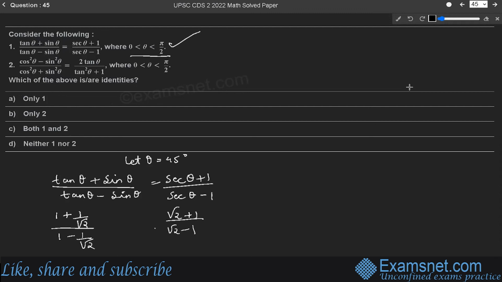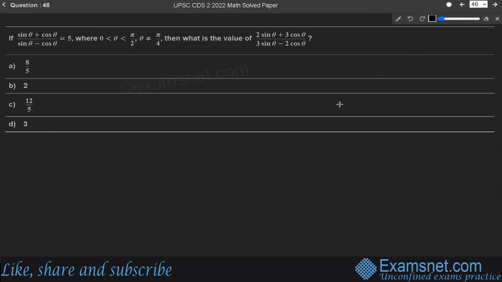Now just look at the second statement. Cos square theta minus sin square theta. We know that cos square theta minus sin square theta will be equals to 0 when we keep theta is equal to 45. And right hand side cannot be equal to 0 because here there is tan theta. Means we can say that statement 2 is not correct. So for this question only first statement is correct. Therefore correct option is option number A here. I hope this question is clear to you.